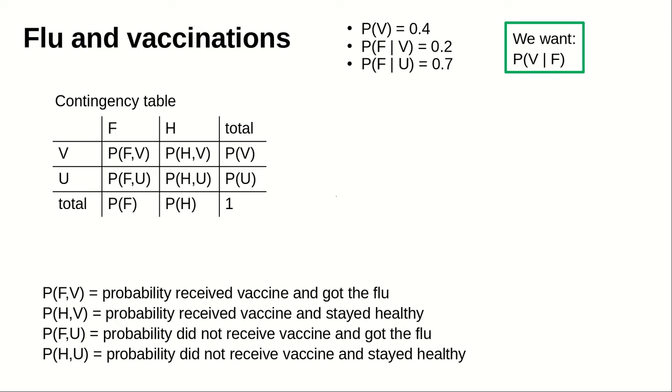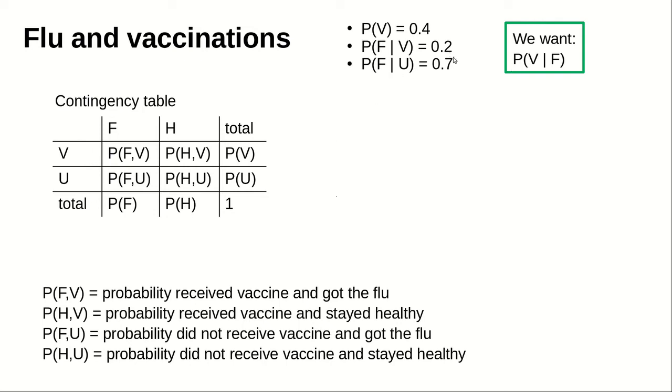The row sums are the total probability that a person received the vaccine, P(V), or did not receive the vaccine, P(U). The column sums are the total probability that someone got the flu, P(F), or stayed healthy, P(H). The probabilities we need to deal with, though, are conditional probabilities, such as P(F|V) or P(V|F).